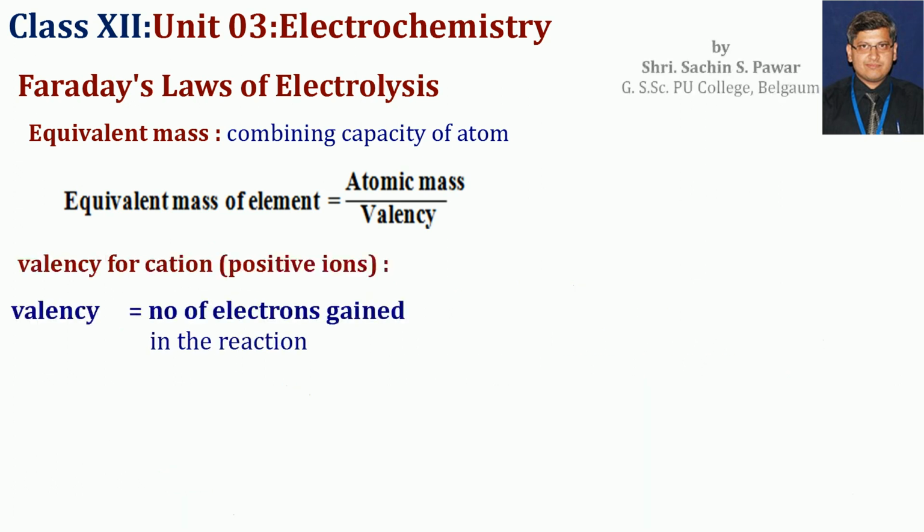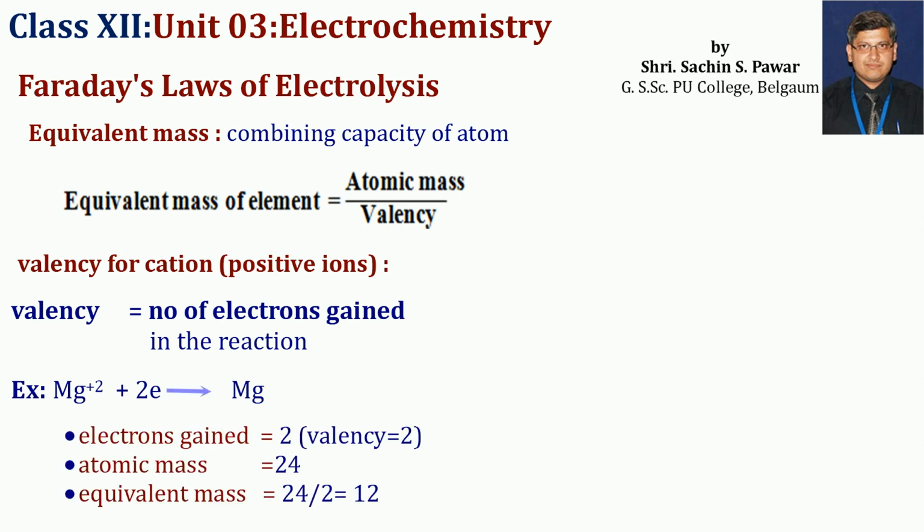Further, if we have to determine the valency of the cation, that is positive ions, we have to find it as the number of electrons gained in the reaction. For example, in the reaction, Mg2+ plus 2 electrons gives Mg, you see, the magnesium ion has gained 2 electrons. Therefore, its valency is 2. And since its atomic mass is 24, the equivalent mass hence is 24 divided by 2, that is 12.